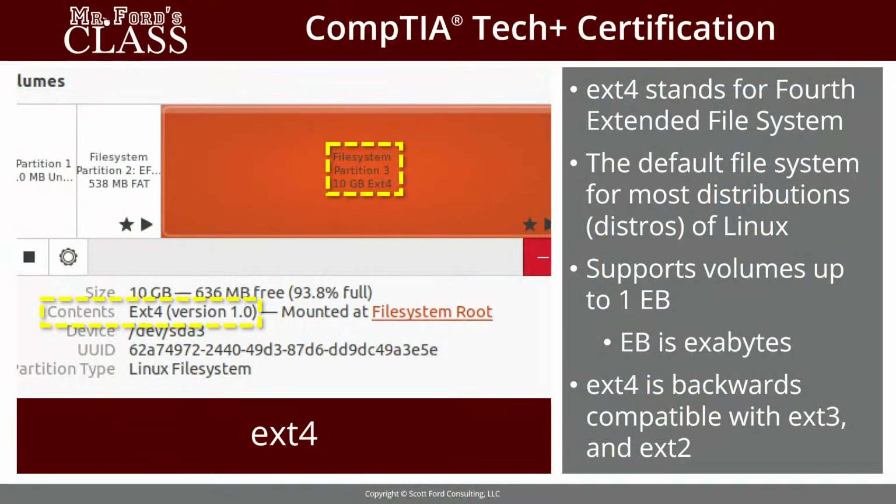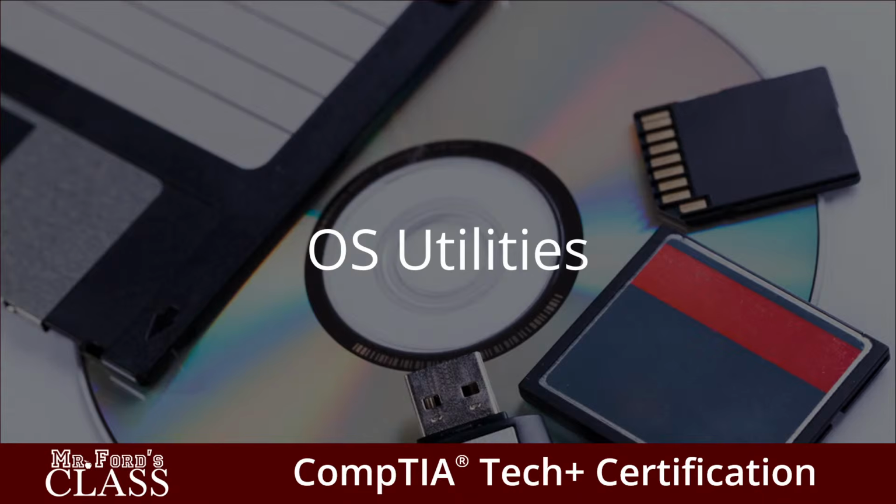So I would say by and large, with exceptions, this is what you're going to find on most Linux machines. It's ext4, stands for fourth extended file system. It's the default for most versions, supports volumes of a ridiculous amount of size, exabytes, and it's backwards compatible. All right, now kind of going again to the level of questions, which I love the questions. Tech Plus, that's enough. We've talked about file systems enough. We've covered what you need to know about file systems.